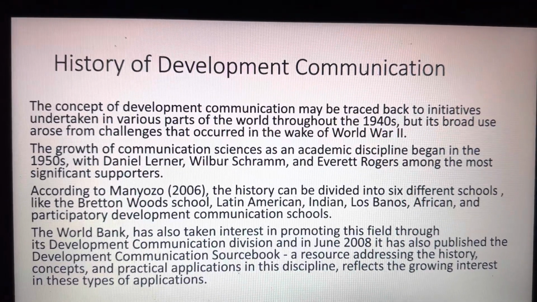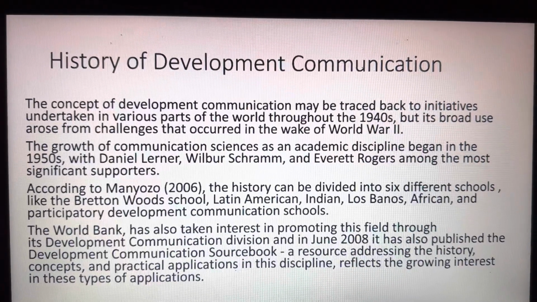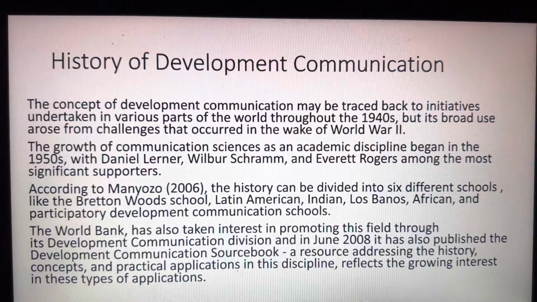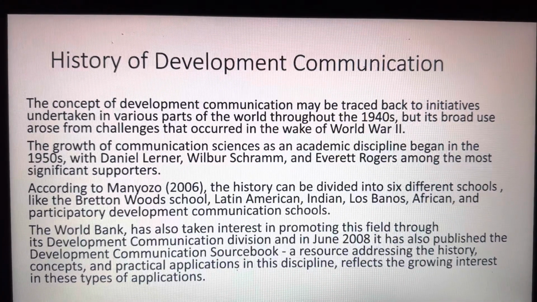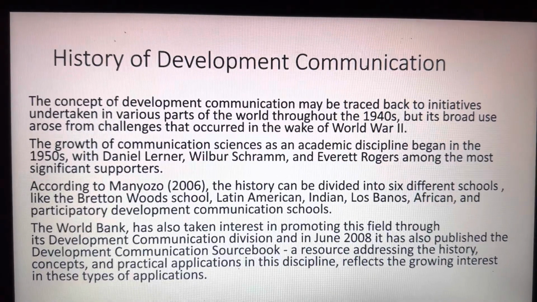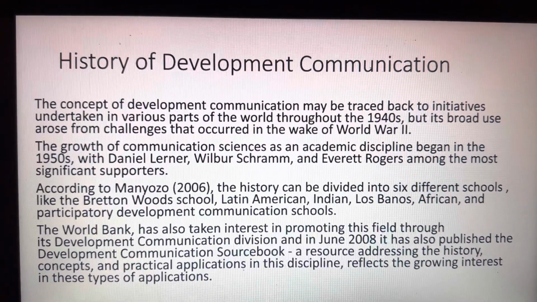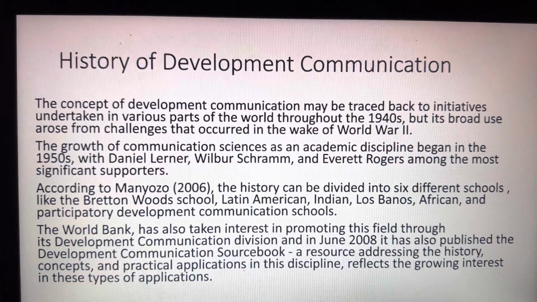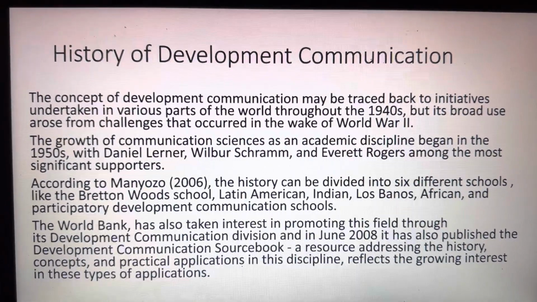The World Bank has also taken interest in promoting this field through its Development Communication Division, and in June 2008 it has also established the Development Communication Source Book, a resource addressing the history, concepts, and practical applications in this discipline, reflects the growing interest in these types of applications.